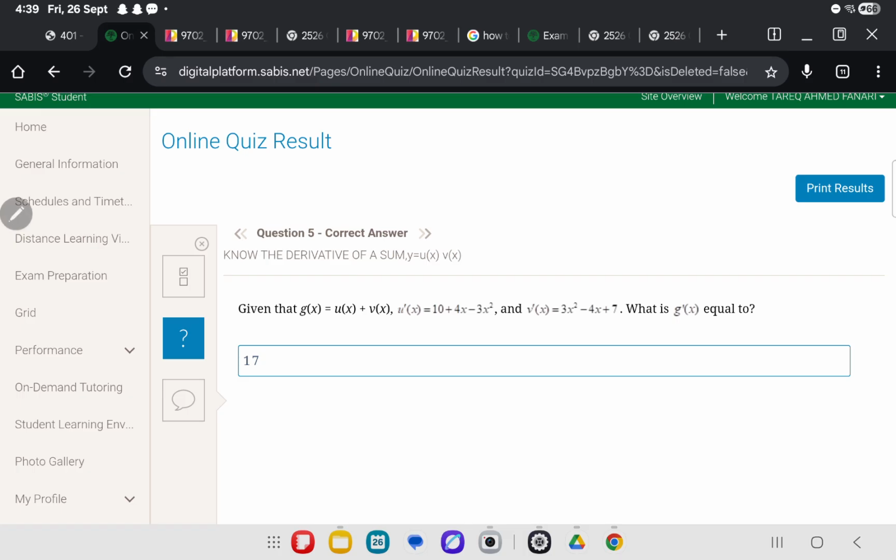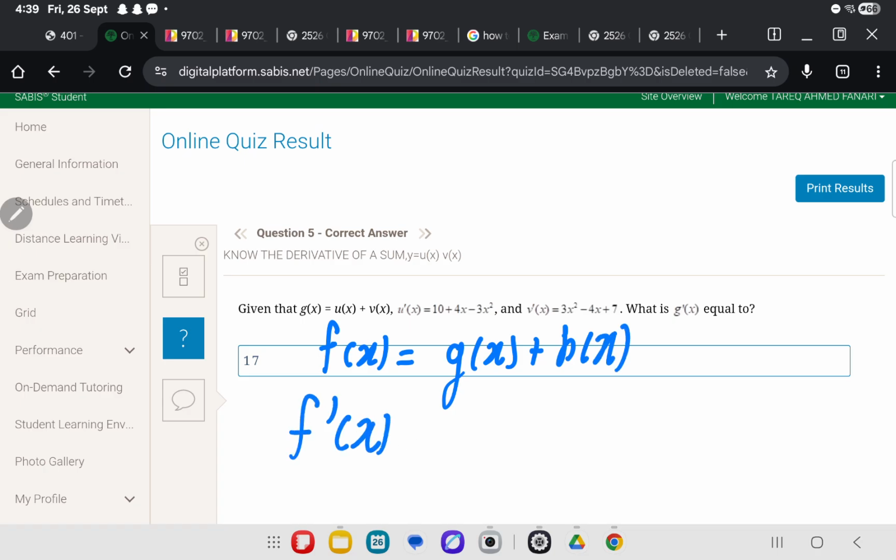Now, listen, this is a general rule. It's just the derivative of a sum. Call it the rule of the derivative of the sum. When you have function f of x equals any two other functions, g of x plus h of x, then the derivative of f of x, let's say f prime of x, is equal to g prime of x plus h prime of x.